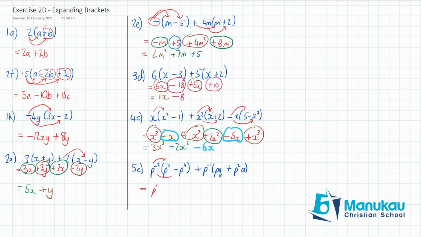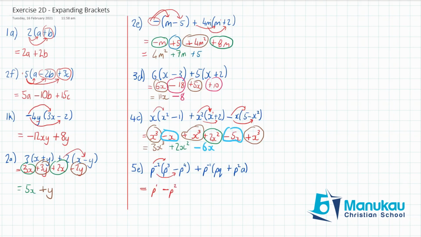Then we're going to go p to the negative 2 times negative p to the power of 4. First of all, I know it's going to be a minus because a minus times a positive is minus. Then I add my indices. 4 plus minus 2 is positive 2.